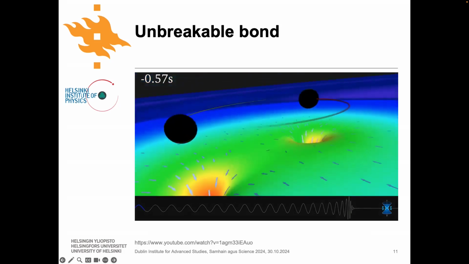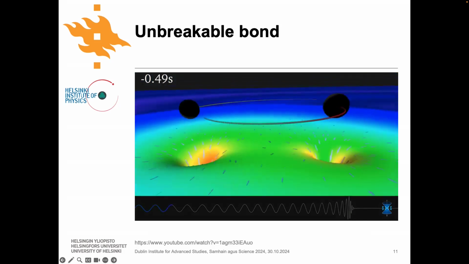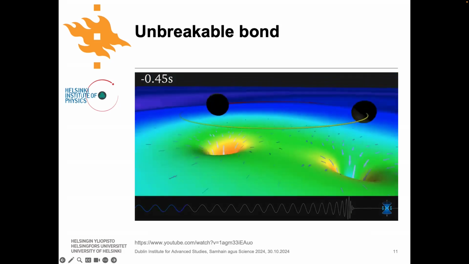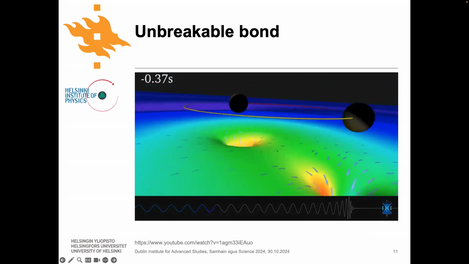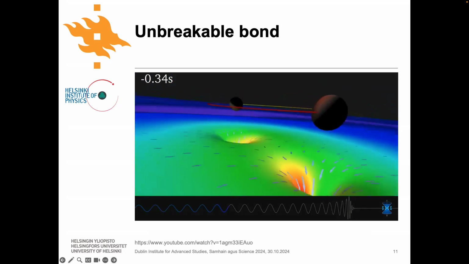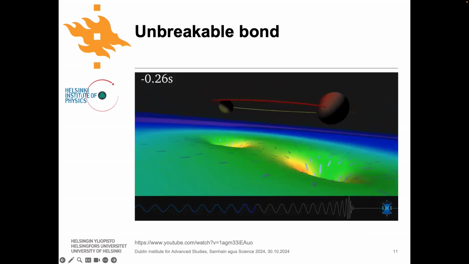So the black holes are orbiting each other, just like the Moon and the Earth are orbiting each other, and when they orbit each other, they send off gravitational waves, so they lose energy, so they come closer, move even more rapidly, so they send even more gravitational waves, and this sort of dynamic is very unstable.